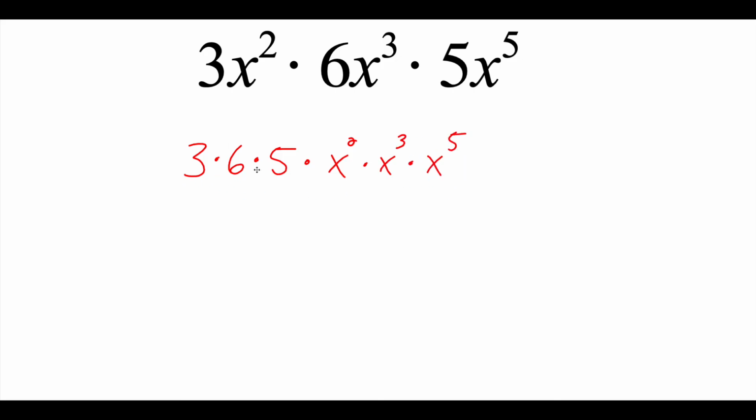Now I'm going to multiply all of those numbers together. 3 times 6 is 18, and then 18 times 5 is going to give me 90. Now we've got all of these x's in here. So we've got x, and if we add up all those powers, 2 plus 3 is 5, plus 5 more is 10. So we get 90x to the 10th power.